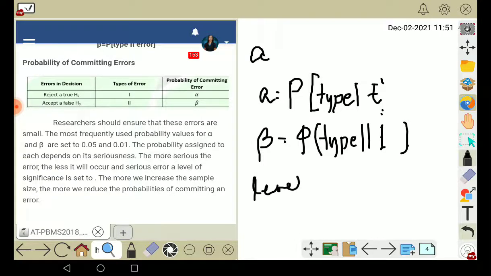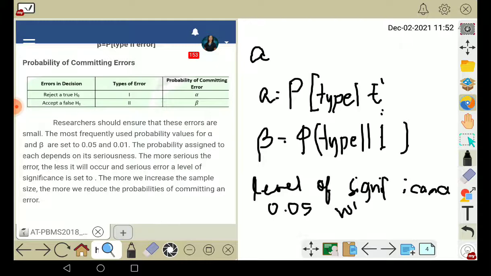We use this level of significance commonly in quantitative research, 0.05, which also indicates 95% confidence, and 0.01, which is denoted by 99% confidence level. Researchers should also ensure that this is small. The probability assigned to each depends on its seriousness.